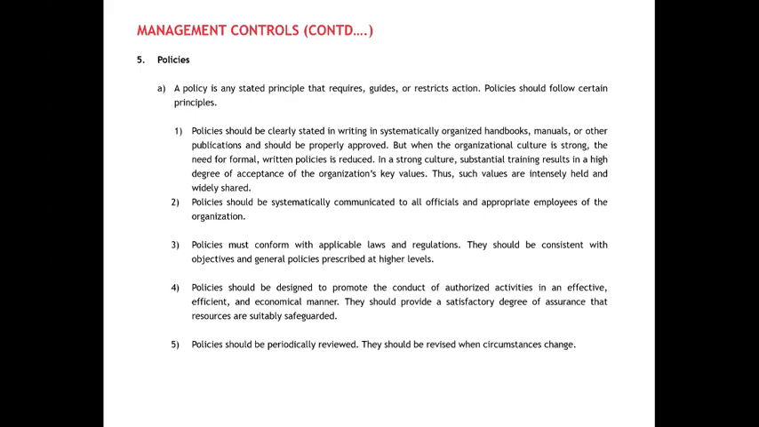Policies generally ensure that it's an environmental policy. It must ensure that the environmental aspects are covered in that. Policies should be designed to promote the conduct of authorized activities in an effective, efficient way. Obviously, policies should be periodically reviewed, at least on an annual basis. Every policy should be reviewed. At least the audit committee must say we reviewed the policies and there are revisions or there are no revisions, but the review must take place. Right?